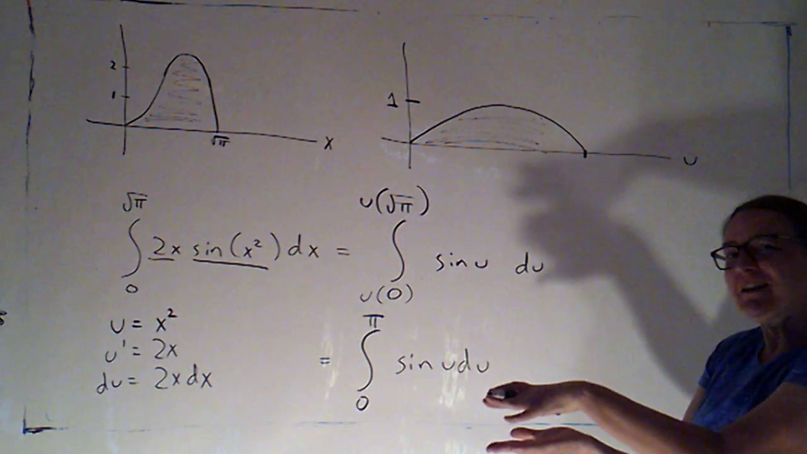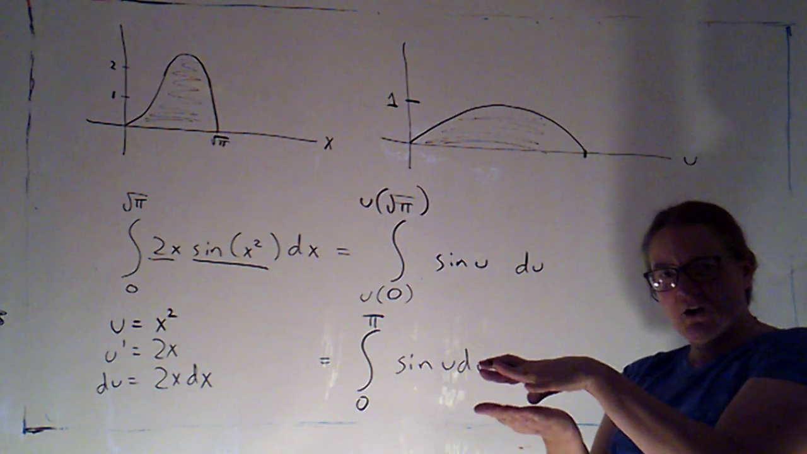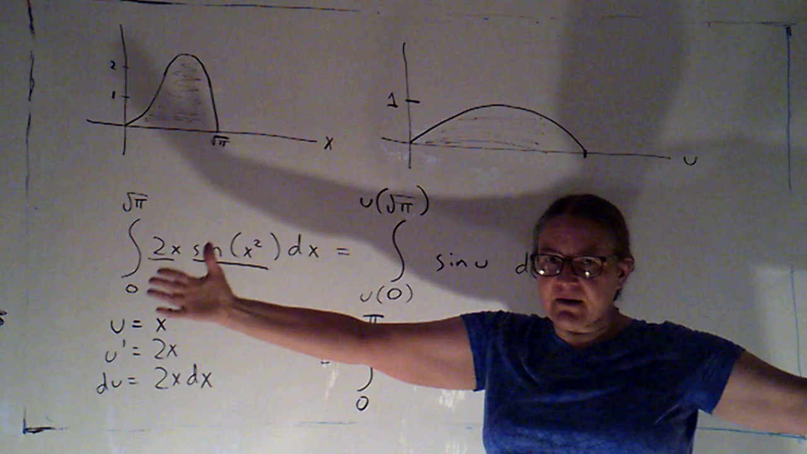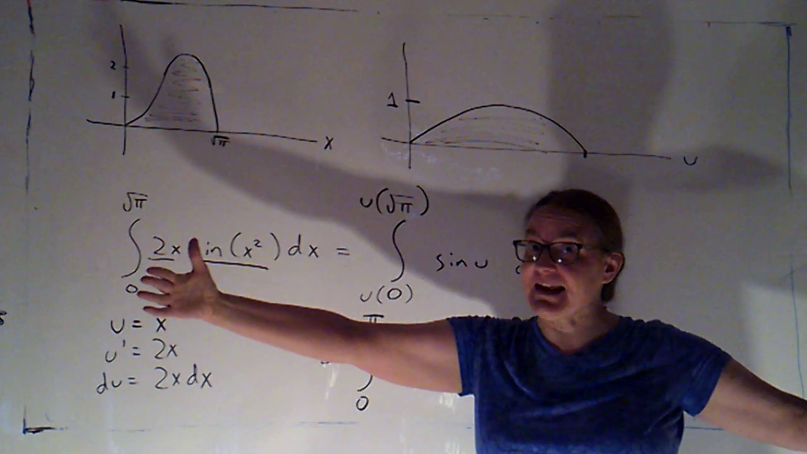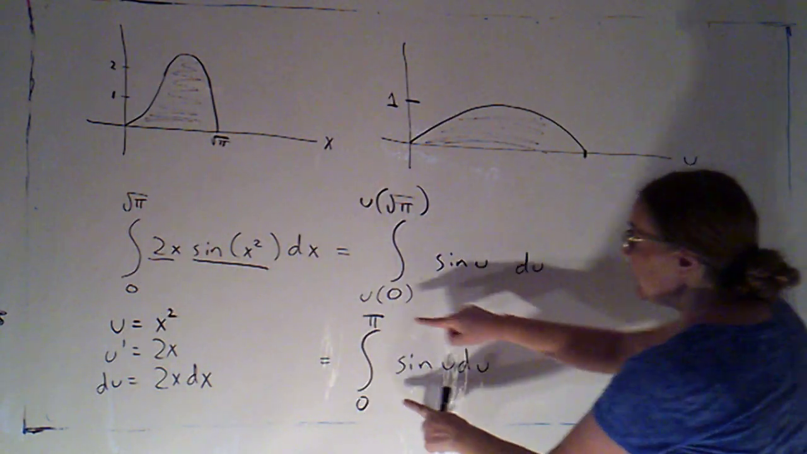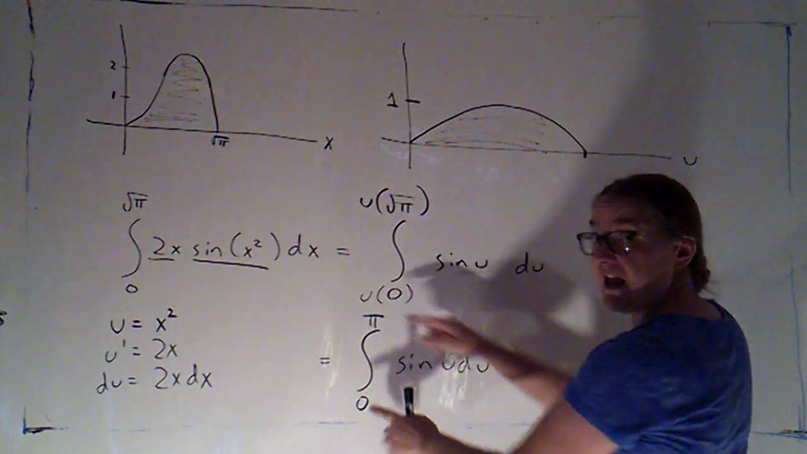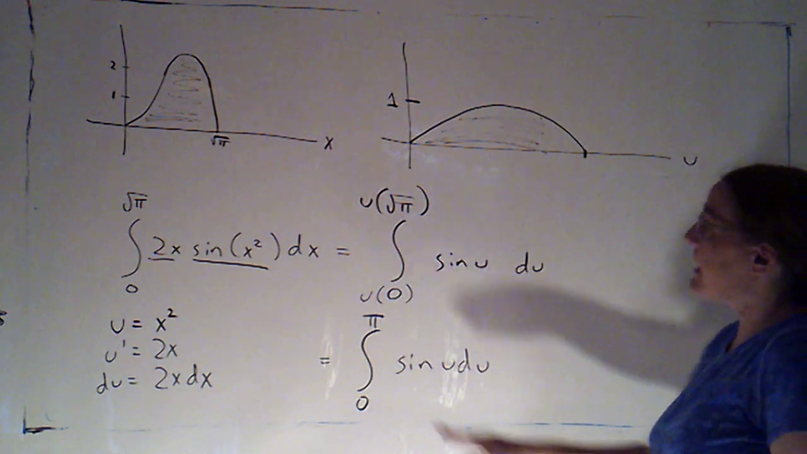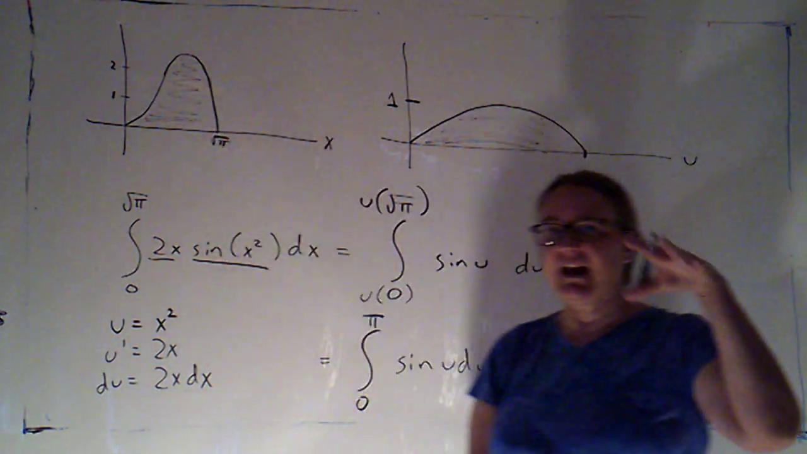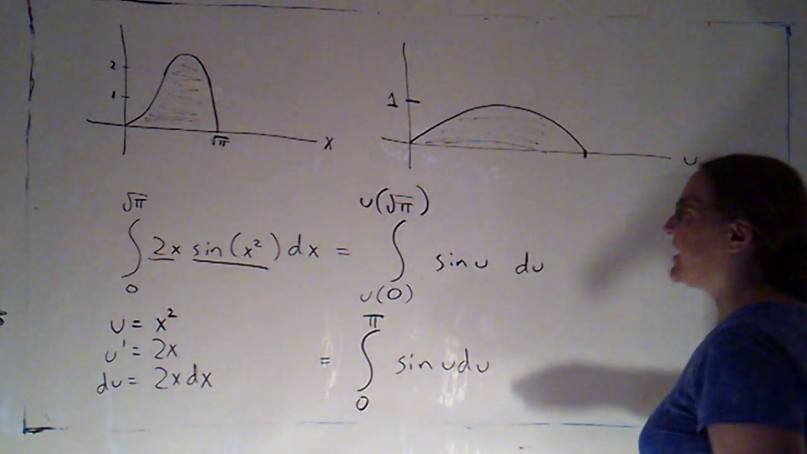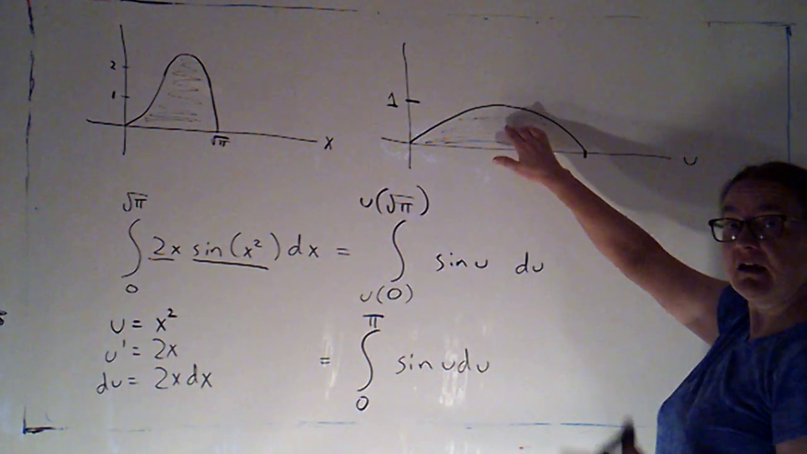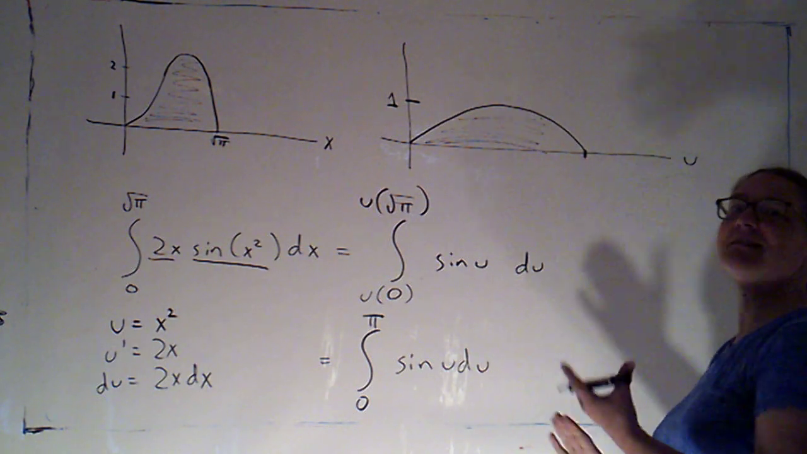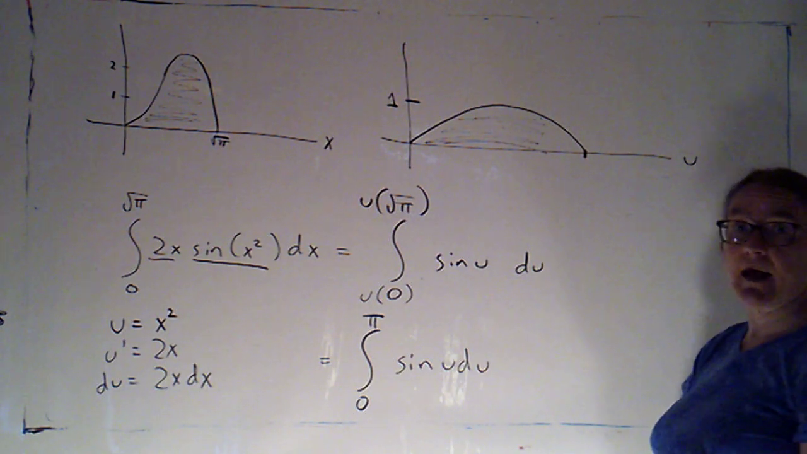If I decrease the height, but I want the area to be the same, I'm going to have to expand the base. So the interval changes to take into account, it's like I'm taking this area and I'm morphing it into something that has a different height, but if I want the area to be the same, it's got to have a different base as well.